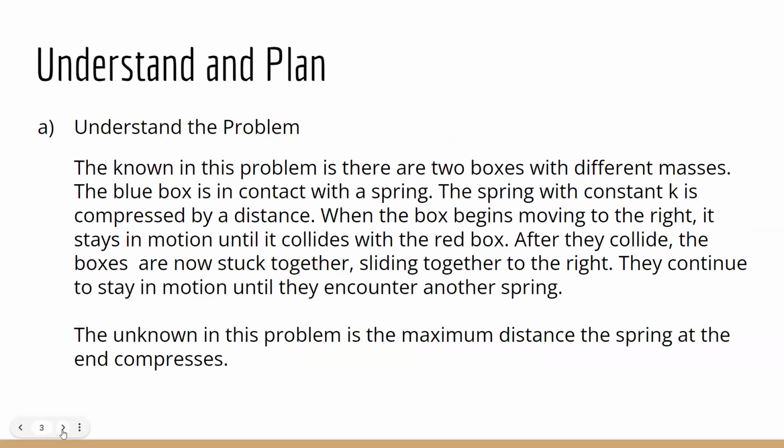Understand and plan. The known in the problem is that there are two boxes with different masses. The blue box is in constant contact with a spring. The spring with constant K is compressed by a distance xi. When the box begins moving to the right, it stays in motion until it collides with the red box. After they collide, the boxes are now stuck together, sliding together to the right. They continue to stay in motion until they encounter another spring. The unknown in this problem is the maximum distance the spring at the end compresses.